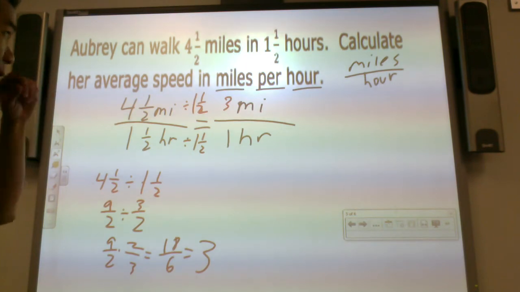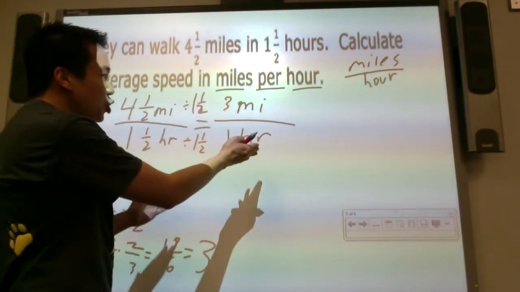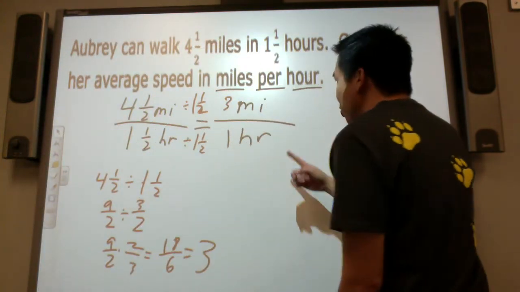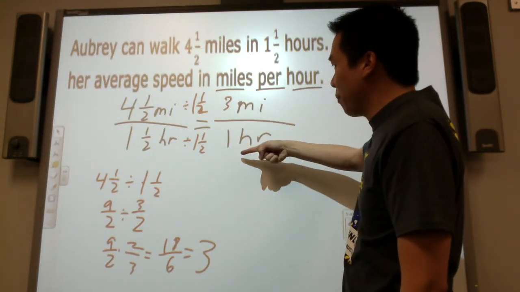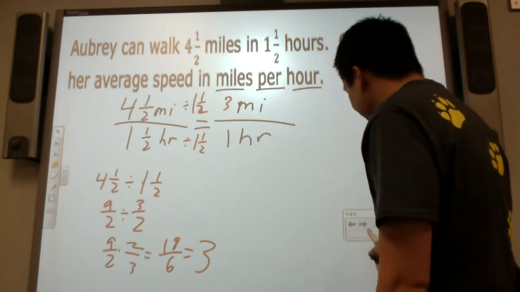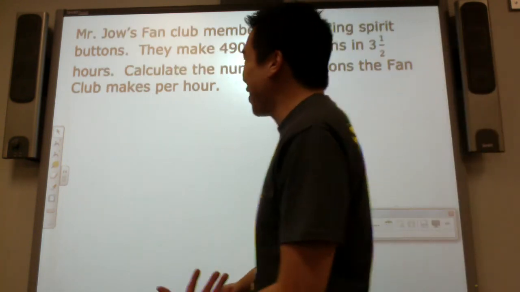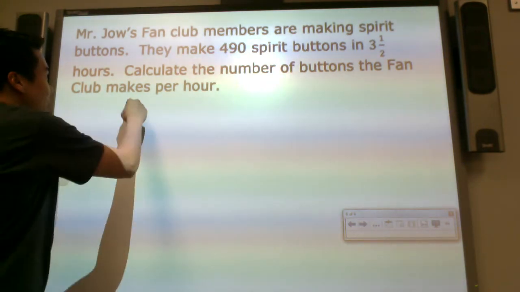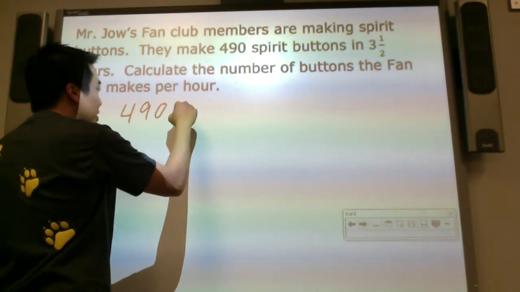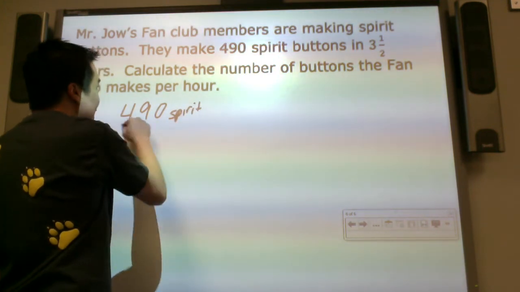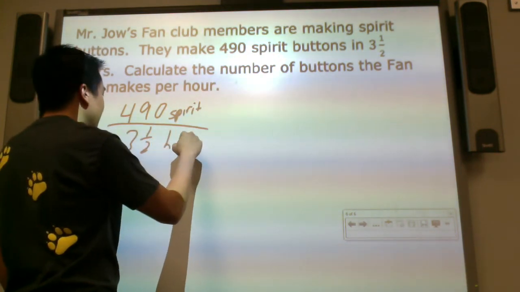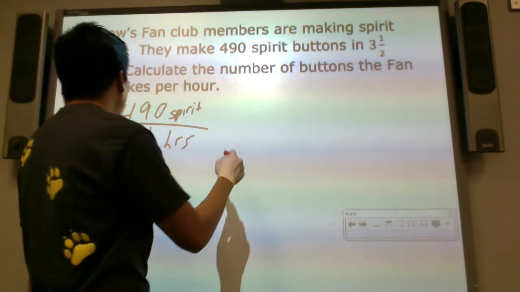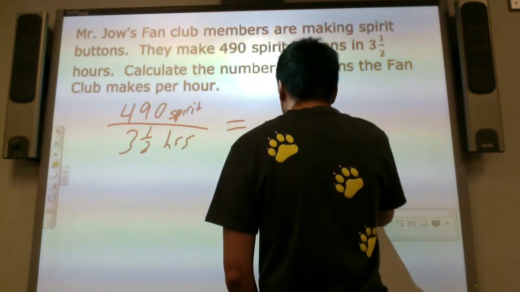So that's how you do this next one. We're trying to find the unit rate per hour. So how many miles does he walk every 1 hour? 3 miles. And the last one is my fan club members are making spirit buttons because they love me so much. They made 490 spirit buttons in 3.5 hours. Wow, they really love me. They're working fast. Calculate the number of buttons the fan club makes per hour.